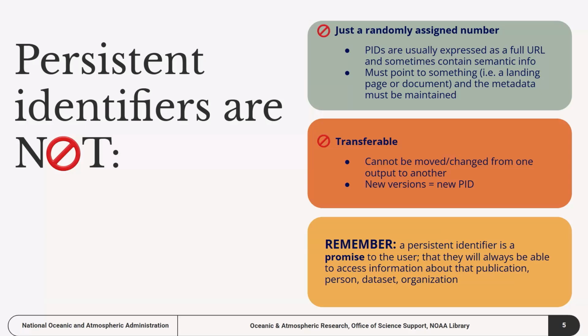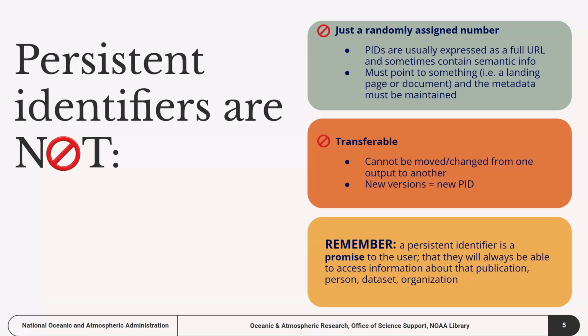PIDs are not transferable. So once you have a persistent identifier assigned to something, that's it. That's that item's persistent identifier. I can't take that, say, DOI for a publication and move it to a different publication, because that particular DOI is supposed to reference that particular item, hence persistent in the name of it.